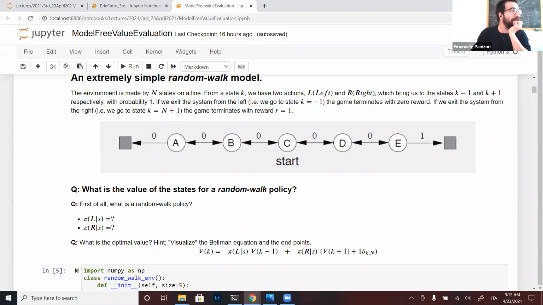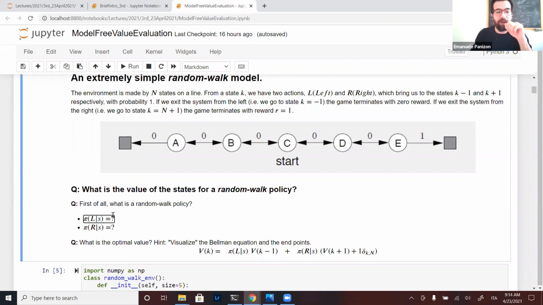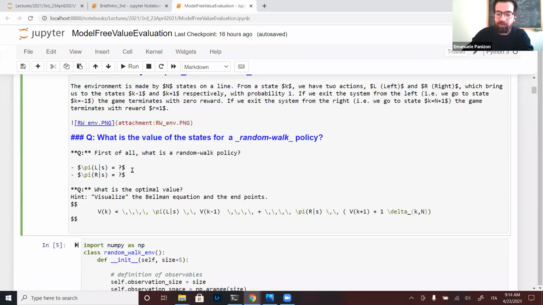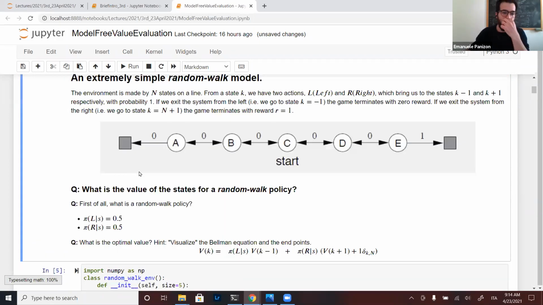I can choose one of you and ask it. Is it 1/2? Perfect. Yes, it's 1/2, 1/2. So this is the policy which says I have 1/2, 1/2: I can go left, go right. I have no bias. Good. So we will try to evaluate the policy of going half the time left, half the time right everywhere. So the policy is the same in every state, and I want to know the value of each point.